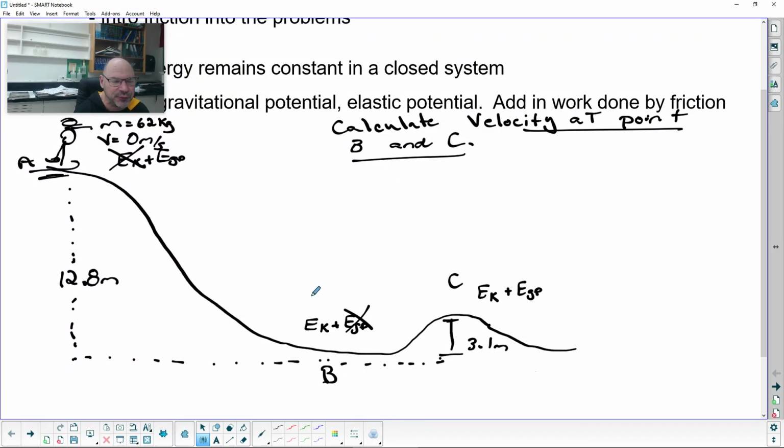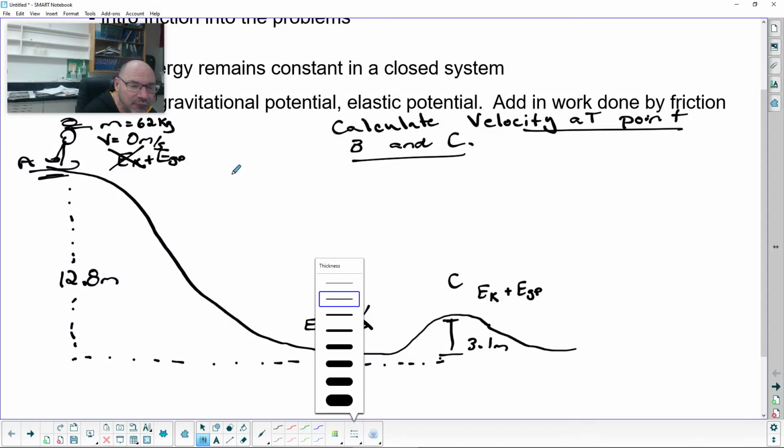Now there are two ways we can find our velocity at C, but we'll do it with a full calculation. The first thing we can do is compare point A to point B. So we're going to do point B first, and we'll do that one in blue.